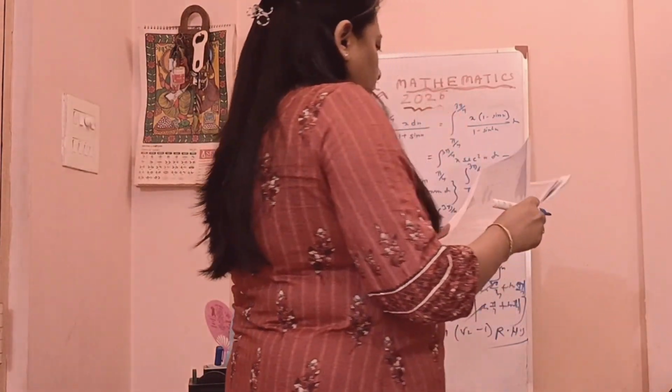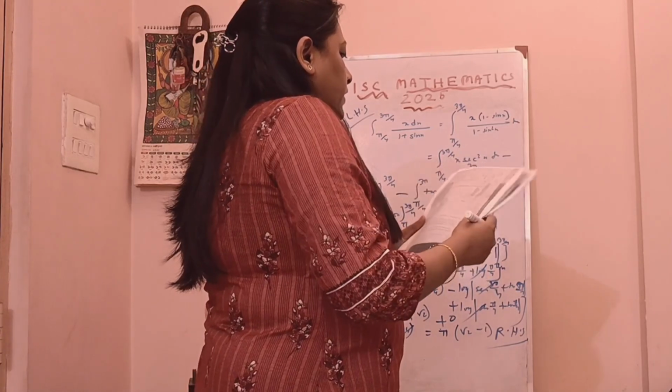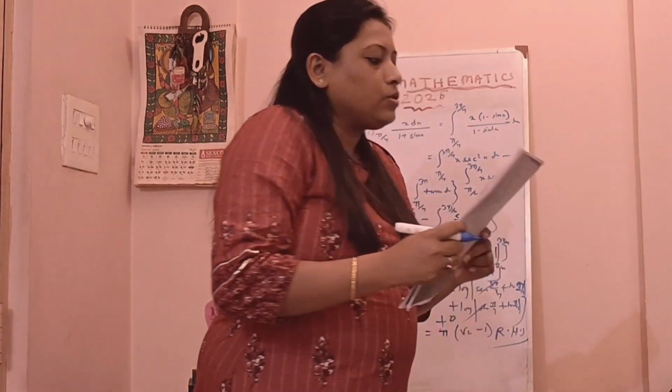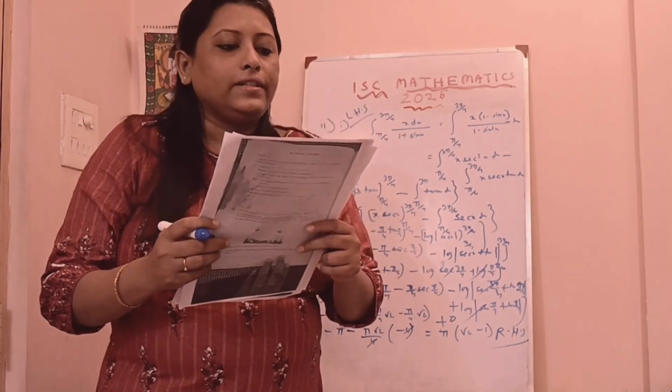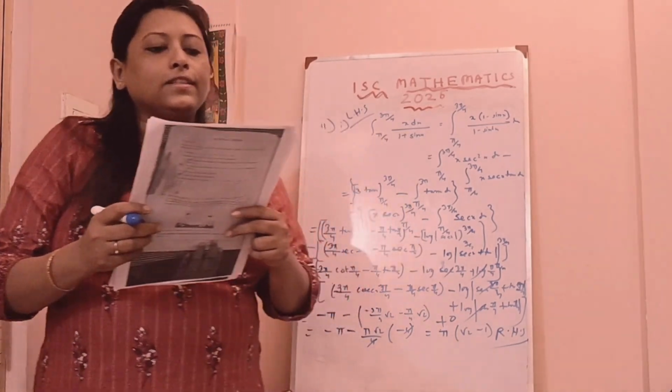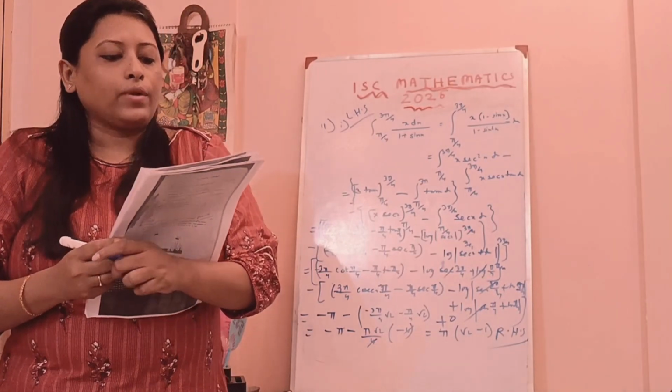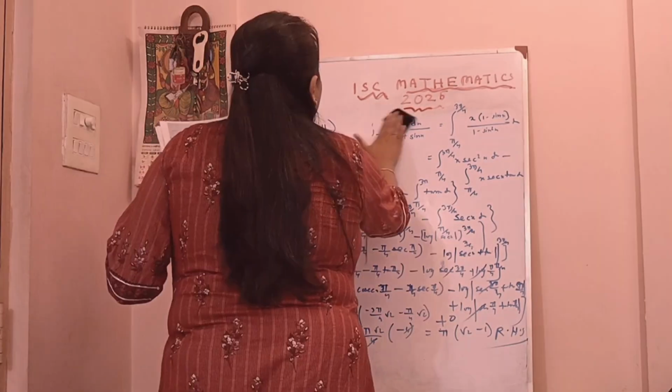The next integral is the integration of x square divided by (x minus 1) whole square into (x square plus 1) dx. Evaluate the integration of x square dx divided by (x minus 1) whole square into (x square plus 1) dx. Okay, then 2.